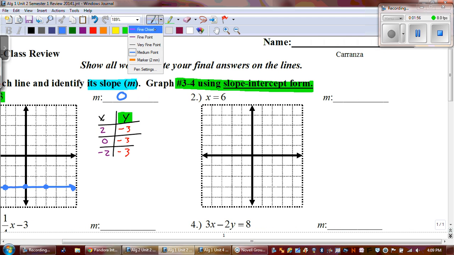Okay, for number 2, we're going to do the exact same thing. We've got our x, and there's our y. We're going to pick a couple points. We know that the x is 6. Okay, and you pick any values for the y's. So once again, I'm going to pick a negative, 0, and a positive.